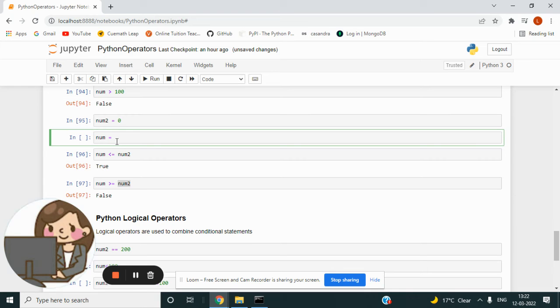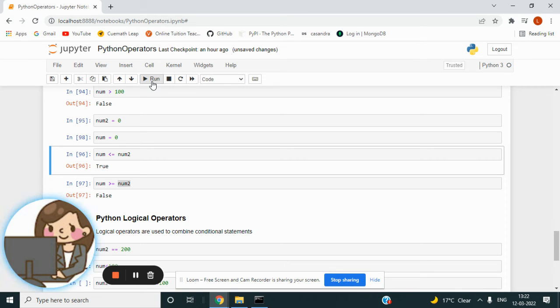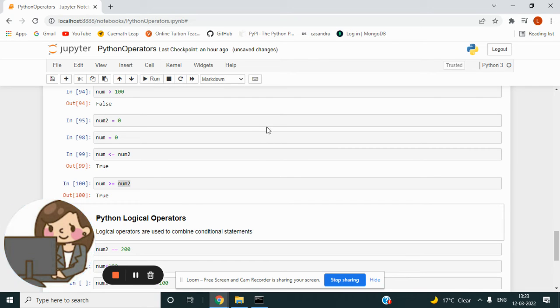Suppose I make num equal to 0. So num is 0 now, and num2 is also 0. So what will be the output for num less than or equal to num2? Num is not less than num2, but num is equal to num2, right? Less than or equal to checks whether it is less than or equal, so the answer will be true. And num greater than or equal to num2: it is not greater, but both are equal, so the answer will be true again. That is all about comparison operators.